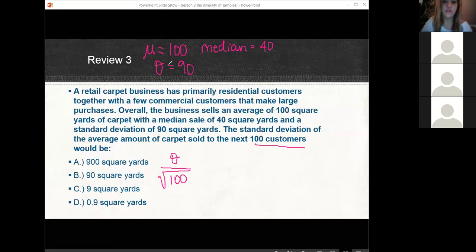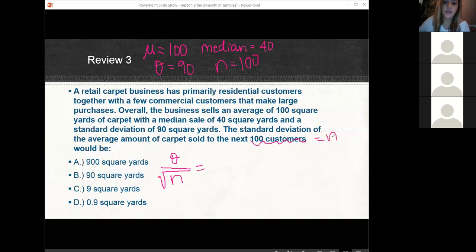Let me rewrite this so we have the values in it first. We have sigma over the square root of n, our sample size. I forgot to write up here that our n is equal to 100 as well, because it's the next 100 customers.